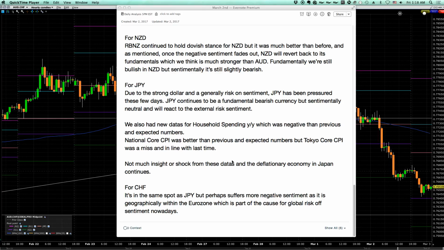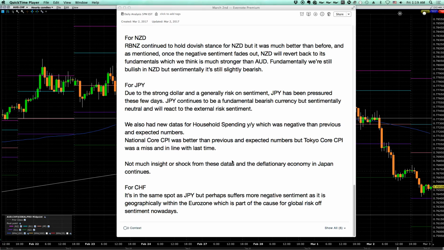Japanese yen doesn't have much news coming out. We do have the new data for household spending, which was again more negative than the previously expected number. National core CPI was better than the previous expected number, but Tokyo core CPI was a miss. Now, it doesn't matter what that is. If you look at the actual number, 0.2%, 0.3%, those are still way below the 2% target of Bank of Japan. So, fundamentally, it's still not doing well.